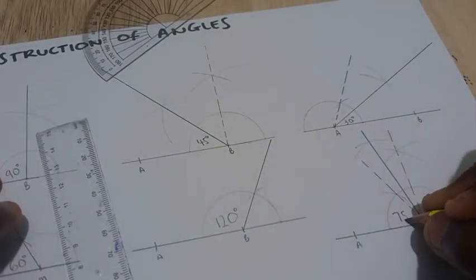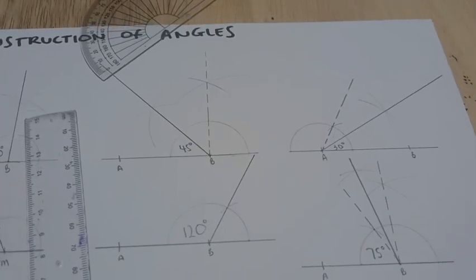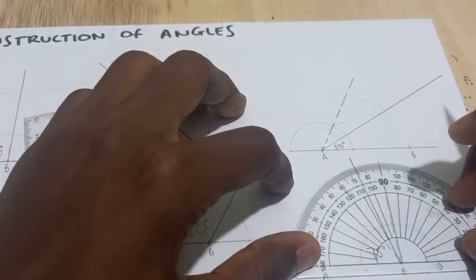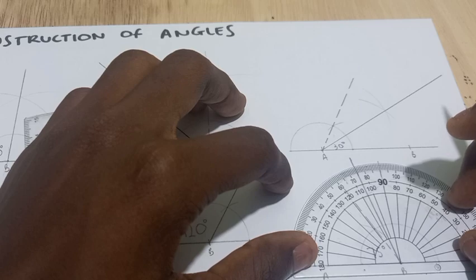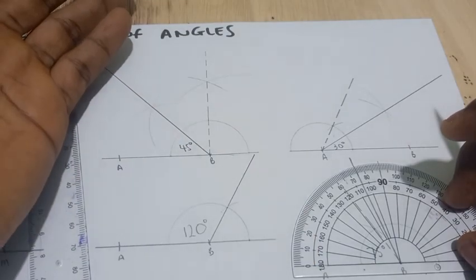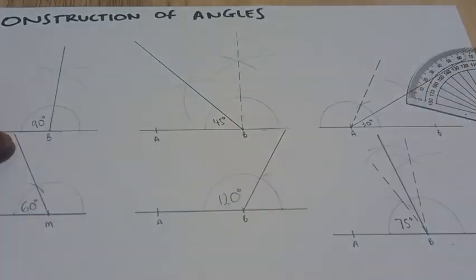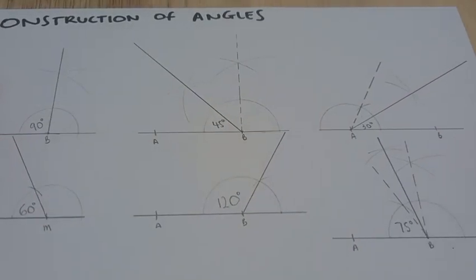So let's try and measure using our protractor. 75. Are you getting it? So what angle do you want us to solve again? You have more examples you can treat.